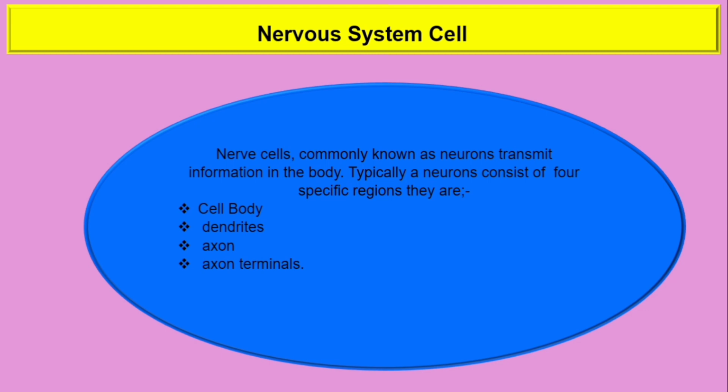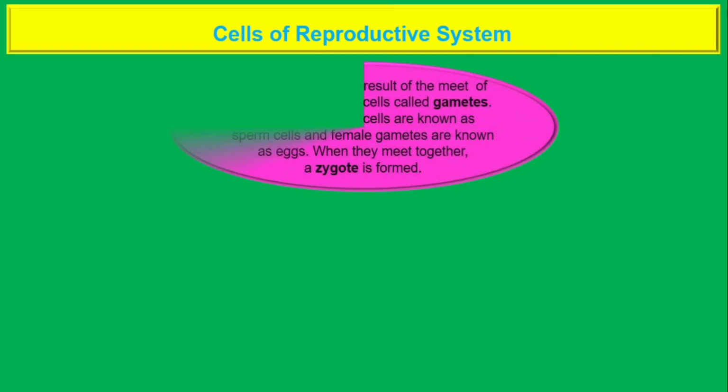Cells of our reproductive system. Reproduction is the result of the meeting of 2 different types of cell called gametes. Male reproductive cells are also known as sperm cells, and female gametes are also known as eggs. When they meet together, a zygote is formed.